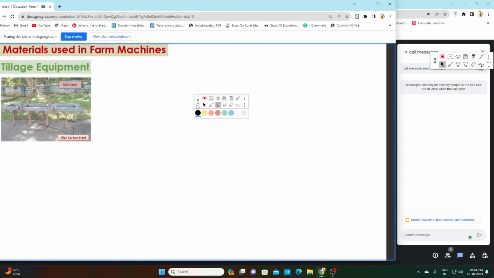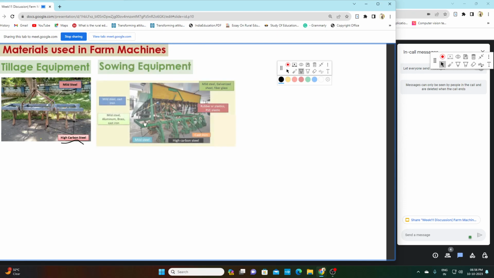So for tillage equipment, you can see this is a tillage equipment, and this is known as a cultivator. We have already studied it. So a cultivator basically has two parts. One is the frame, and second is the working element. So the frame is made up of mild steel, and this working element is made up of high carbon steel. This is about tillage equipment.